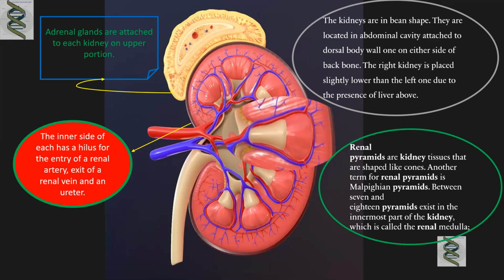And then next, the filtered portion of urine should be removed from the kidneys, and it opens into the pelvis. From the pelvis, this filtrate now reaches the urinary bladder through the ureters.